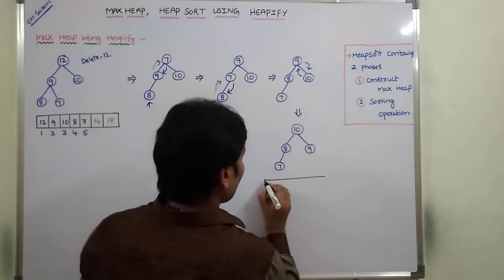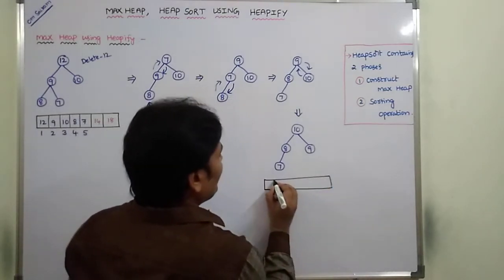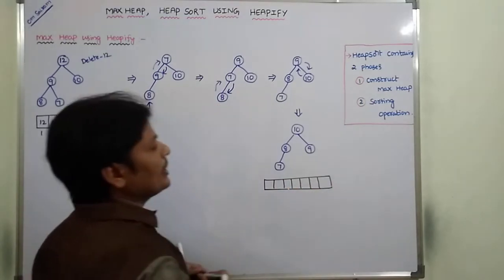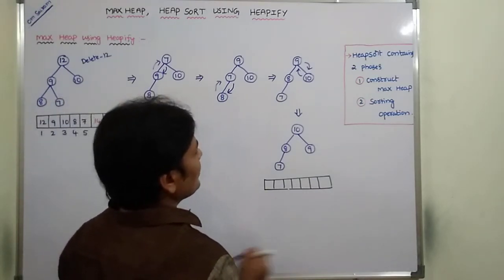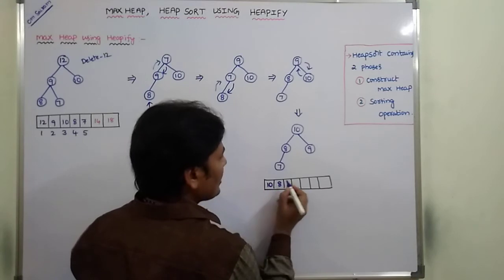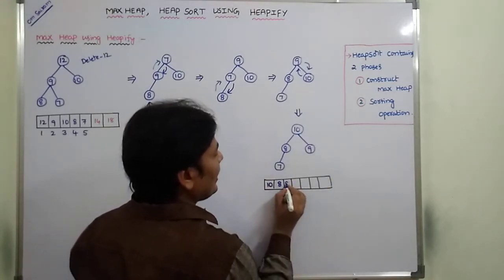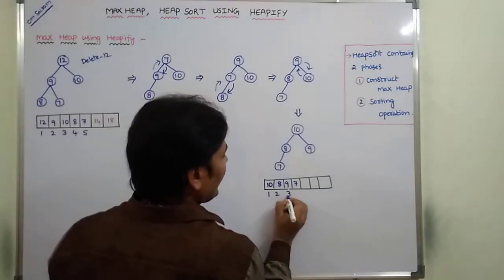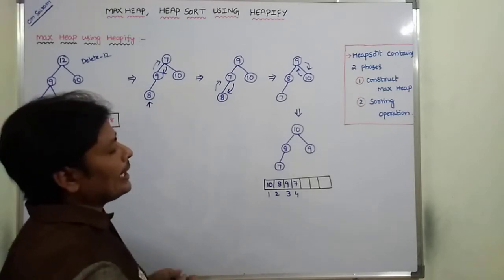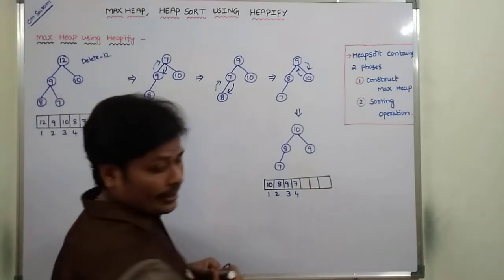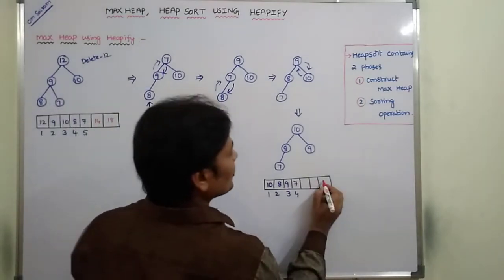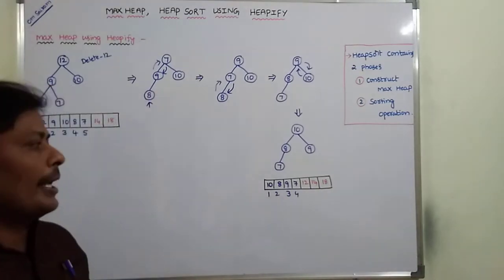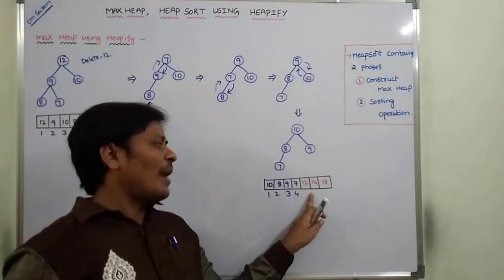So now, after deleting 12, this is the maximum heap we are getting. So here first level 10, second level 8 and 9, third level 7. And what are the deleted elements? So 1, 2, 3, 4. Okay. What are the deleted elements? So here first element is 18. So here next deleted element is 14. Next deleted element is 12. Okay. All after deleting 3 maximum elements.